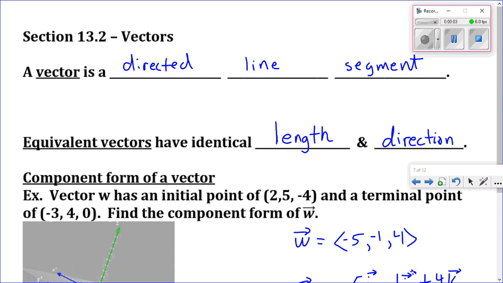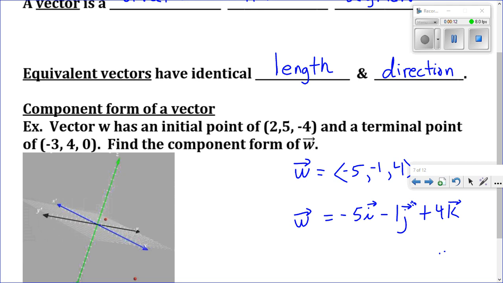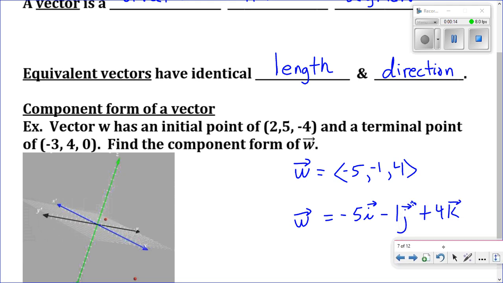Okay, so we started section 13.2 in class. A vector is a directed line segment. Equivalent vectors have identical length and direction. Let's see, we found the component form of a vector. Remember that you always do the end minus the beginning.